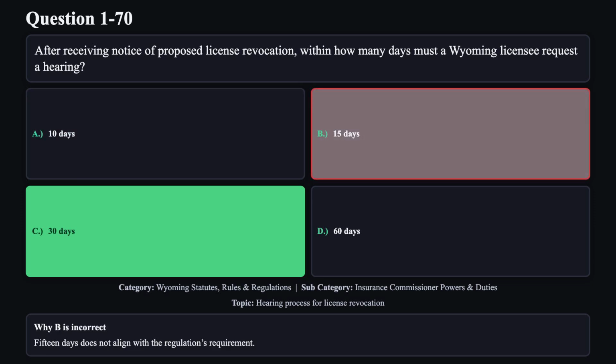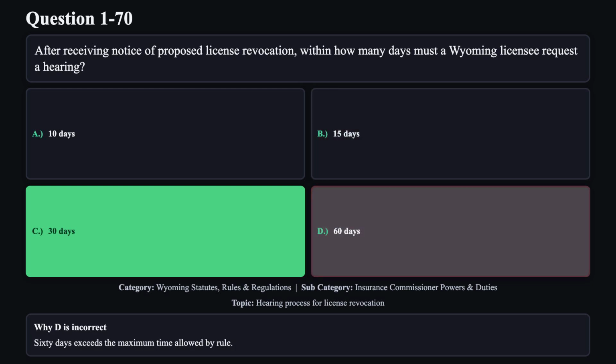Reason B is not correct. 15 days does not align with the regulation's requirement. Reason D is not correct. 60 days exceeds the maximum time allowed by rule.